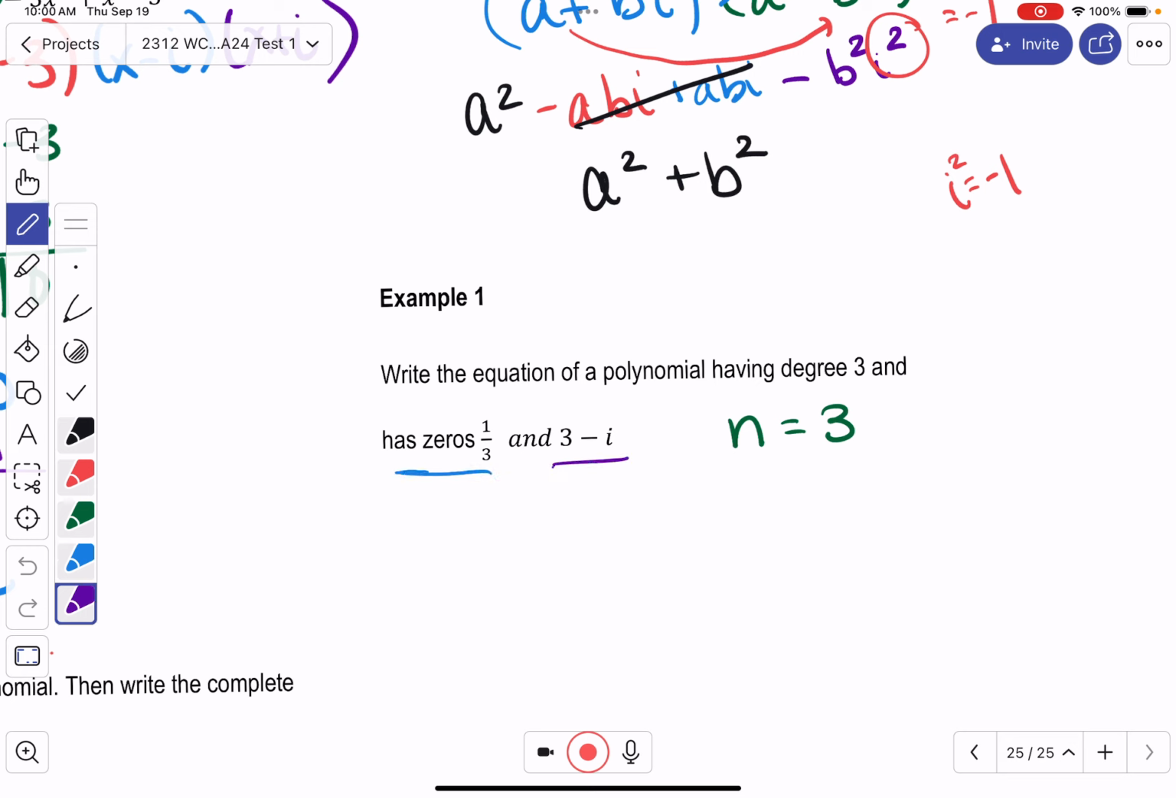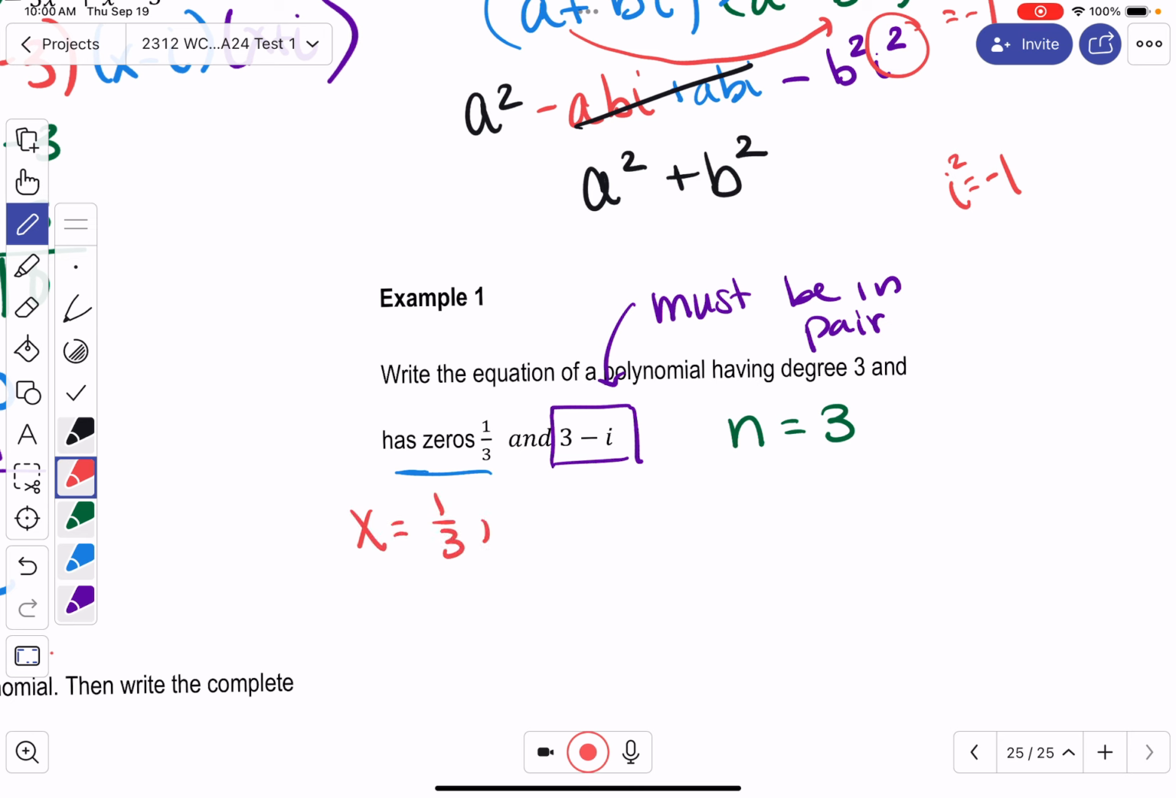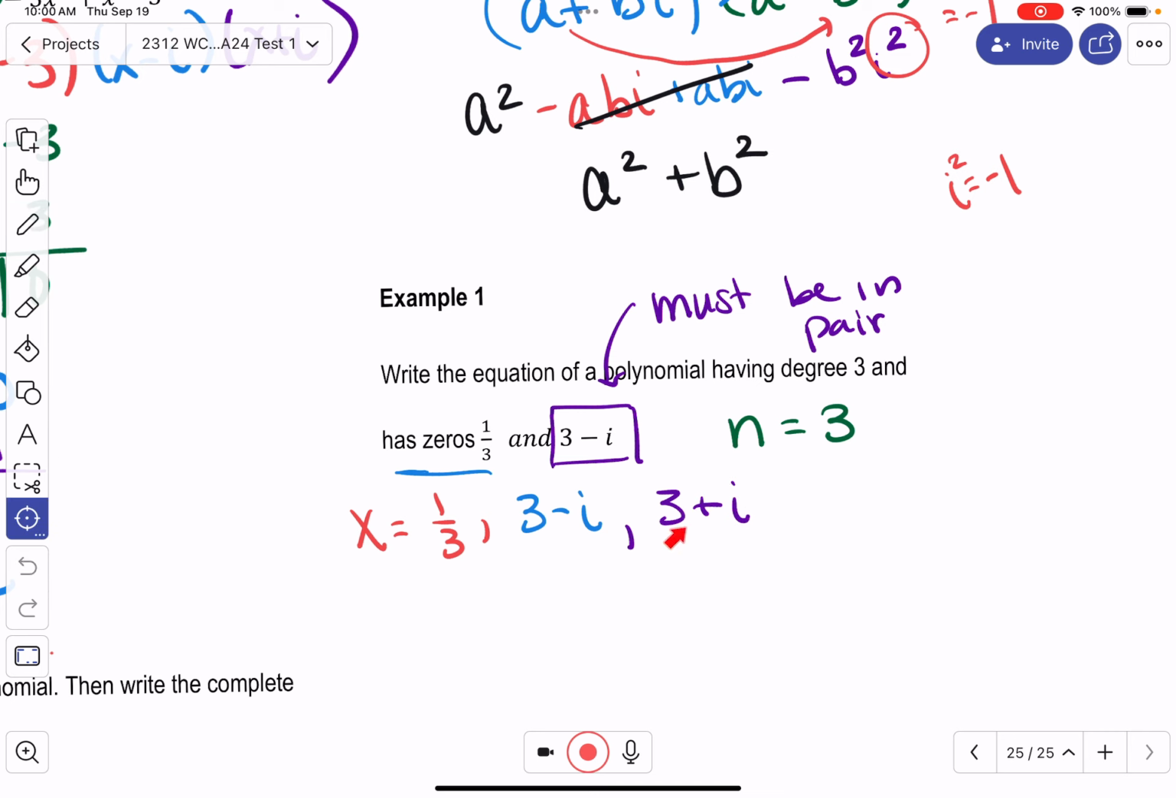Because this is an imaginary number, it has to come in a pair. And we're going to use the conjugate to write the pair. So my actual zeros are 1/3, 3 minus i, and then the conjugate for that is 3 plus i. The conjugate just changes the sign in the middle. It doesn't change the sign in the front.